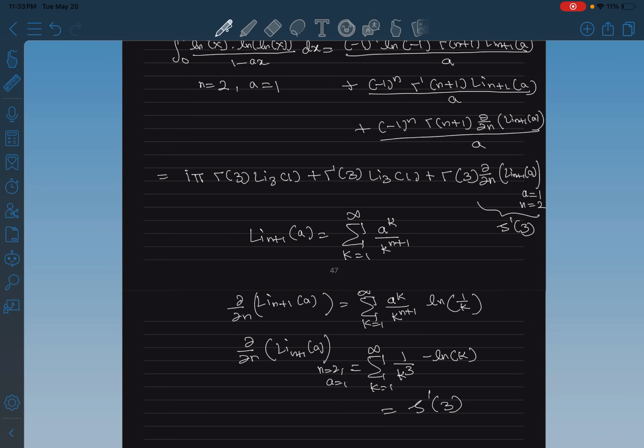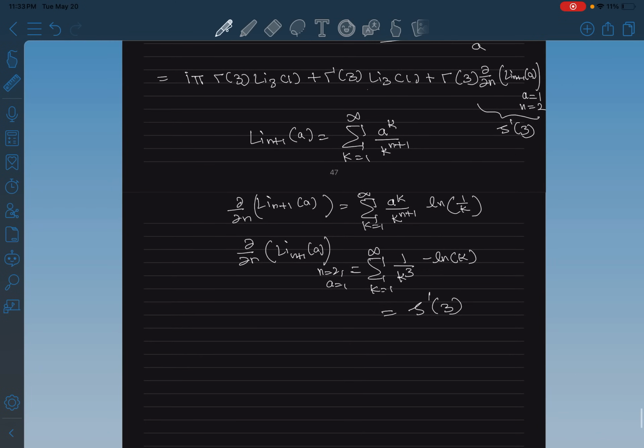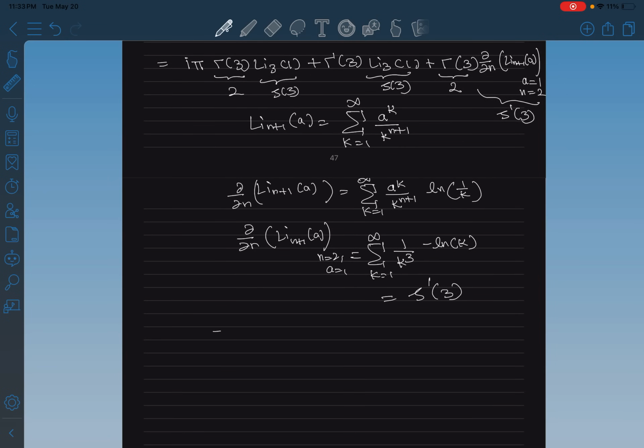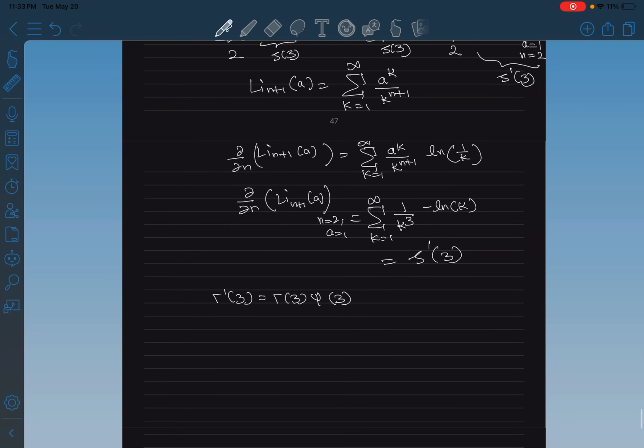Also now for gamma prime of 3, and this is, we know that's zeta of 3 because Li_n of 1 is zeta of n. This is also zeta of 3. Gamma of 3 is 2. Gamma of 3 is just 2, it's 2 factorial, right? And now for gamma prime of 3, we know that gamma prime of n is gamma n times digamma n, right? And then gamma of 3 is just 2 factorial, which is 2, and digamma of 3.